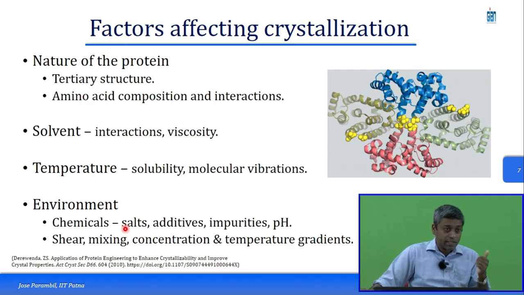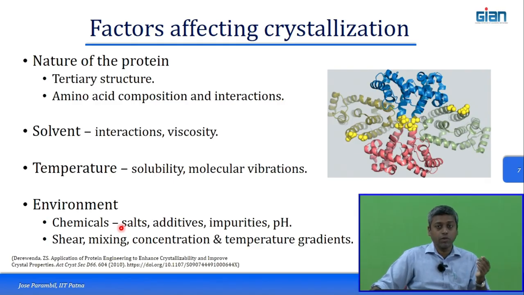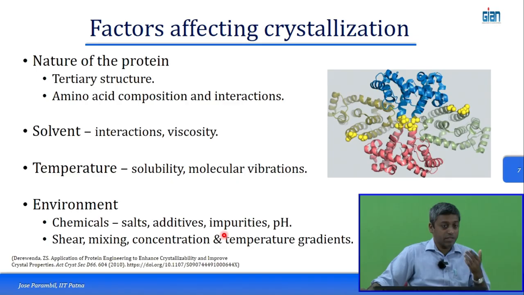Typically speaking, we add certain salts, buffer, etc., into the system in order to modify these sort of interactions and drive the crystallization process, in order to maybe change the solubility of the protein and so on. So there are many additives which are often added. Some are for stabilizing, some are for changing the solubility, and so on. And of course, the pH of the system also matters a lot.